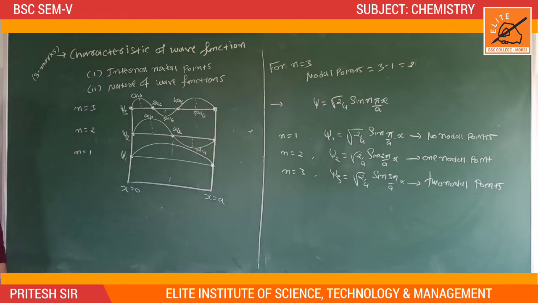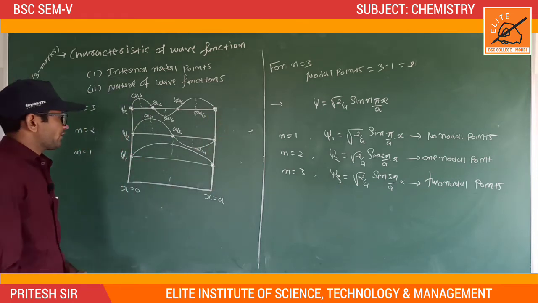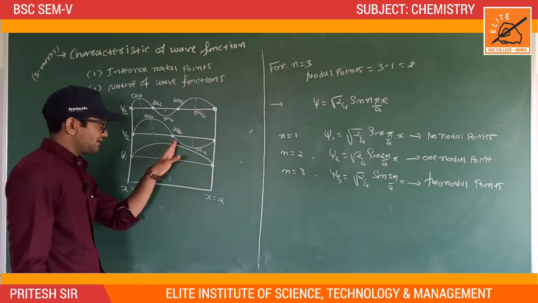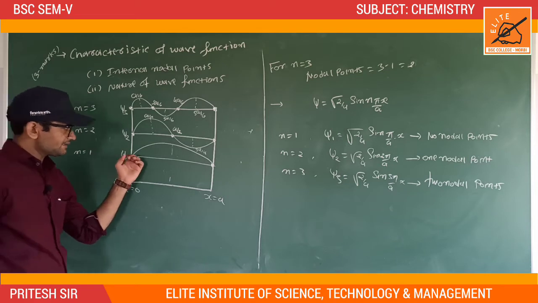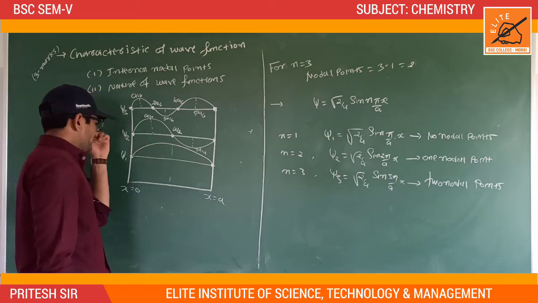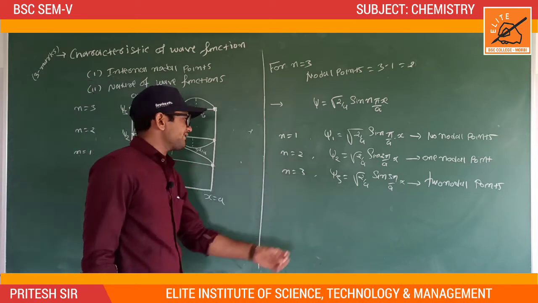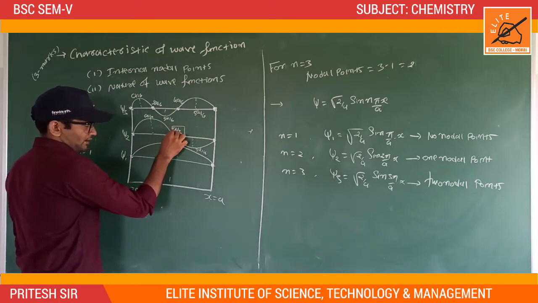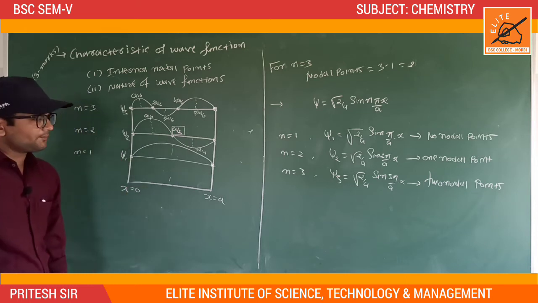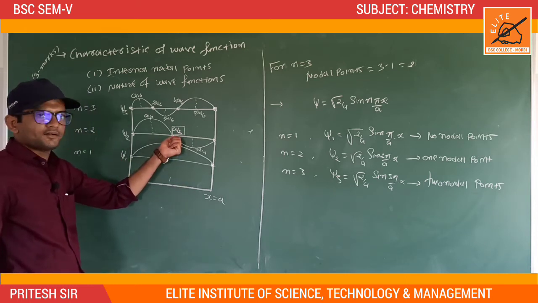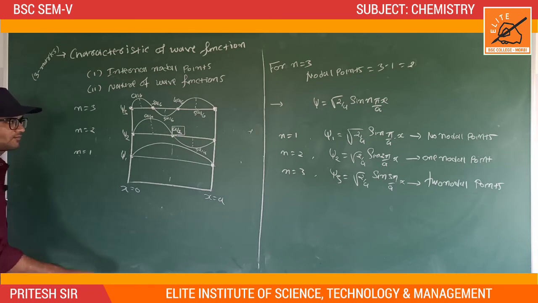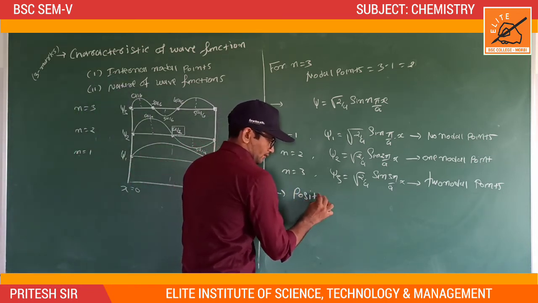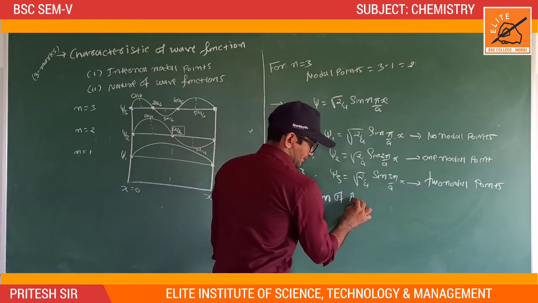So here in this case now position of nodal points. For n is equal to 1 there are no nodal points, so position is not applicable in this case. And for n is equal to 2 there is one nodal point at position a by 2. For n is equal to 2 one nodal point is present at the position a by 2. And here now position of nodal points.